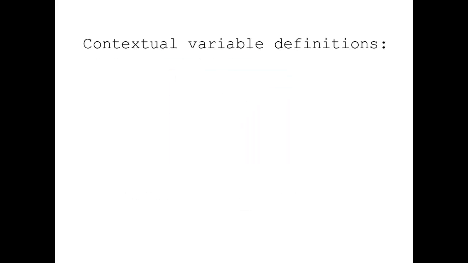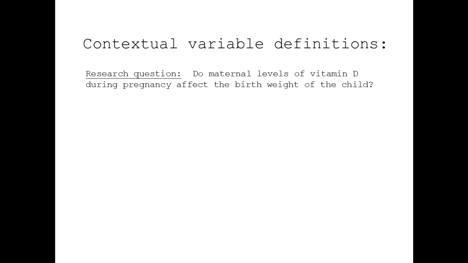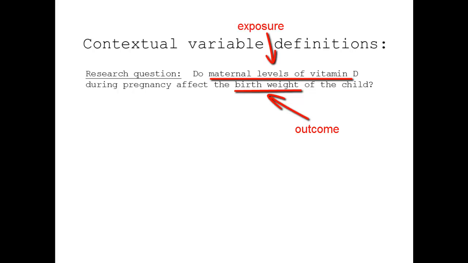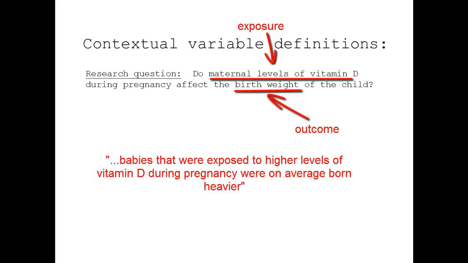A separate way of defining a variable is in terms of how it relates to the study hypothesis or objective. For example, using the same data set, if our research question was whether maternal levels of vitamin D during pregnancy affect birth weight, then our outcome, or the variable we're interested in explaining, is birth weight, and our exposure, or the variable we think affects the outcome, is maternal levels of vitamin D. This should be self-explanatory if you consider how we might summarise the result of such a study. For example, babies that were exposed to higher levels of vitamin D in utero were on average born heavier.